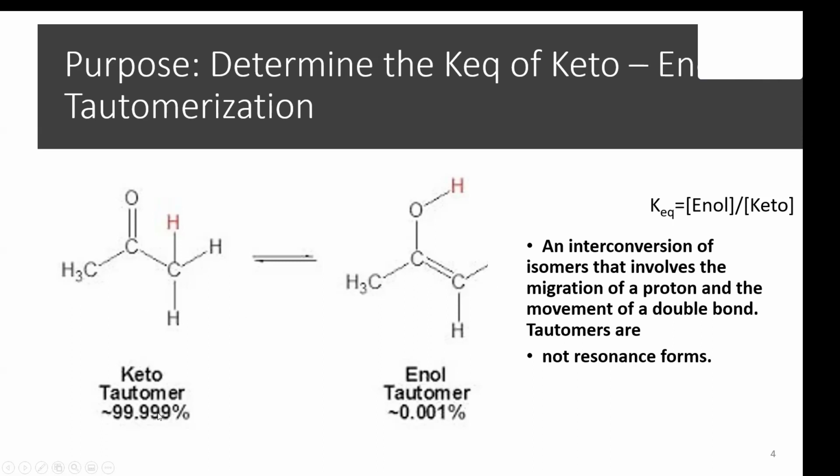And at room temperature, because this structure is a lot more stable than the enol form, if you look at the percentage of the keto form, almost all molecules are in keto form, and a very tiny fraction is in the enol form.